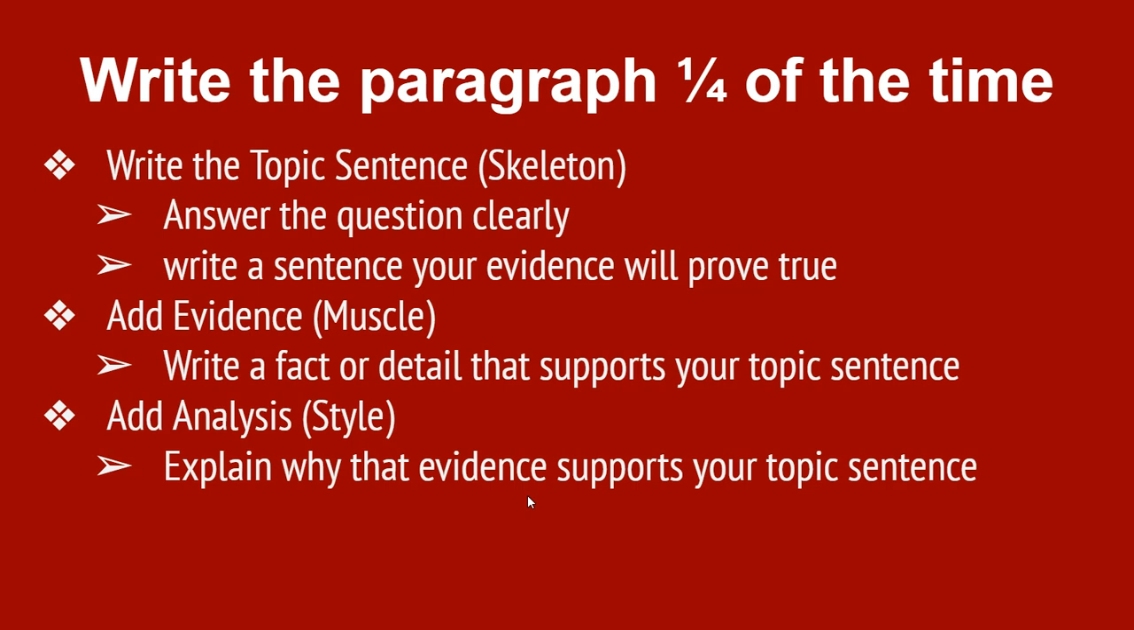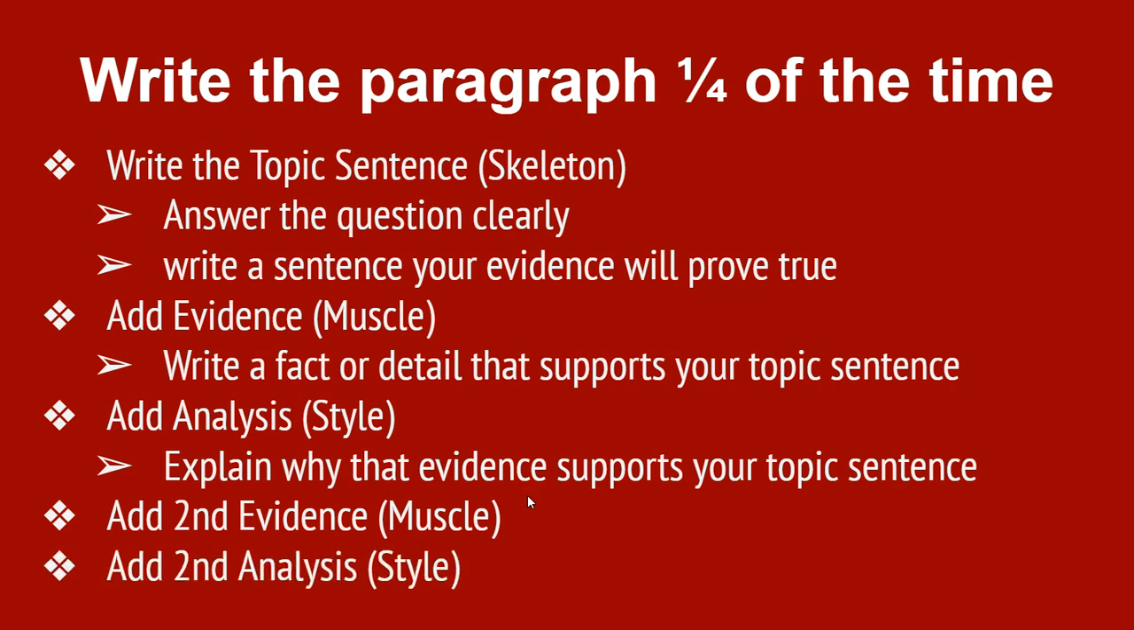Once you've added your analysis, you add your second piece of evidence. Remember, we were picking 2 or 3. We put our second piece of evidence in, and then we write out its analysis. Once that's done, you're going to be good with your paragraph. So we're going to spend half of our time getting all of our information together, ready to go. That will make the writing process go a lot faster.